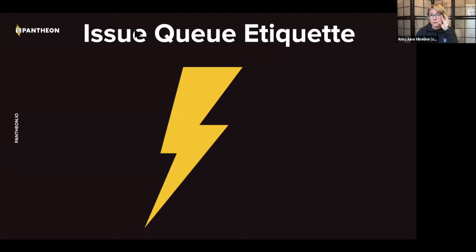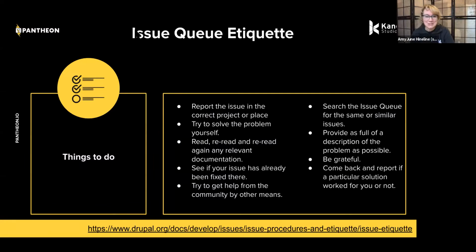So issue queue etiquette, and I went over this in a previous workshop, but it's important for collaboration to understand the do's and the don'ts, and how to work collaboratively with others. So things to do. Do try to solve the problem before creating an issue report, making sure that it's actually a bug rather than something that you've created yourself on your website with custom code. Read and read again any relevant documentation before creating an issue, understanding the scope of the problem, making sure you understand if it's really an issue.